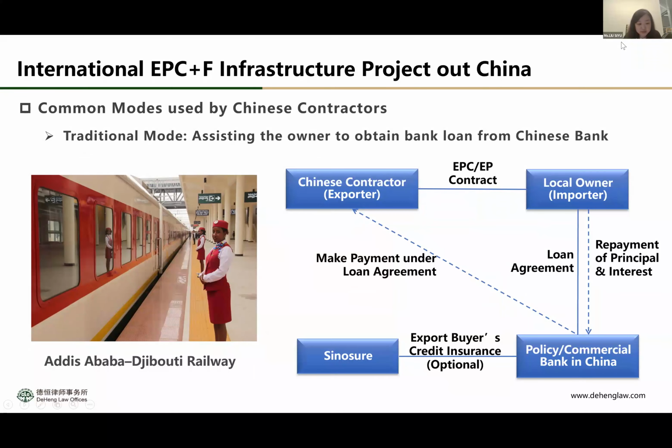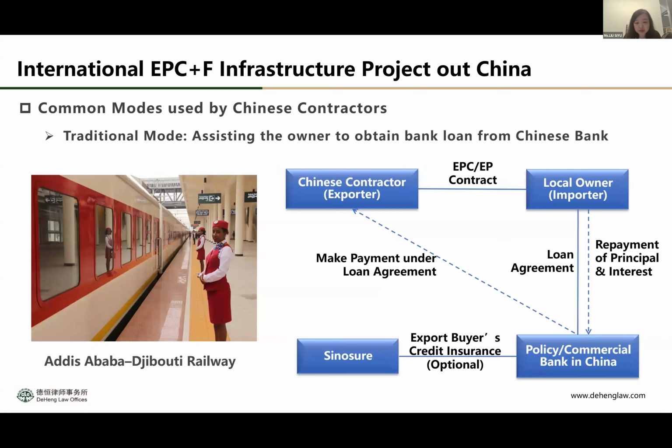This is an example, the Addis Ababa–Djibouti Railway. I think it's carried by China Railway Construction. In those huge projects, they basically use a way to assist the owner to obtain a bank loan from a Chinese bank. You can see in the structure, the Chinese contractor has an EPC contract or other kind of EP contract with the local owner.